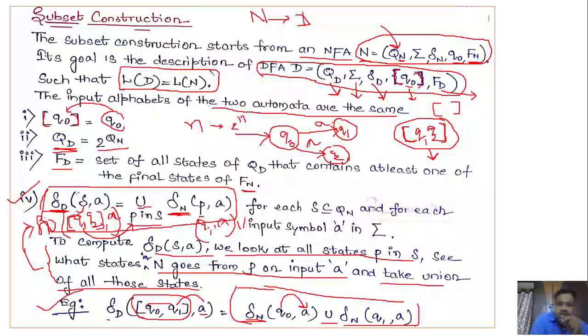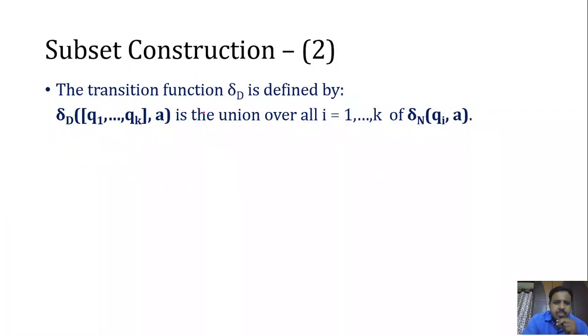Okay, so just understand this concept. This is very important here. I hope you understood this one. Next, the same thing I am representing here in a mathematical way. The transition function delta D is defined by delta D of Q1 comma Q2 and so on up to Qk, comma A. As I mentioned, in the square bracket you may have multiple states written, but these states are collectively considered as one state in the DFA. They are not separate states. They are considered as a single state, right?